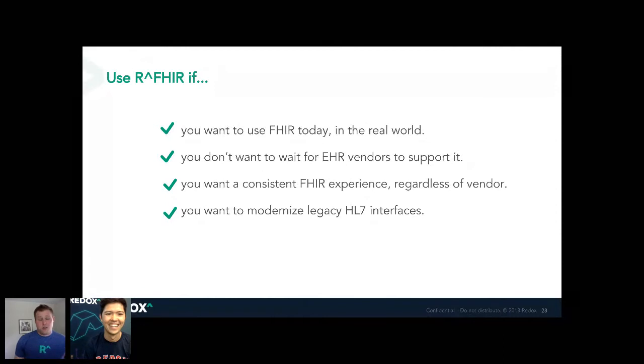If you don't want to wait for EHR vendors to support it, or what they're supporting is outside of what you need, again, those read-only resources, maybe you need to write something back in, we can help with that. And if you want a consistent FHIR experience, maybe you're going to check out the specs of 2 different EHR vendors and see that the FHIR interface is pretty different across them. That's something we normalize on our engine.